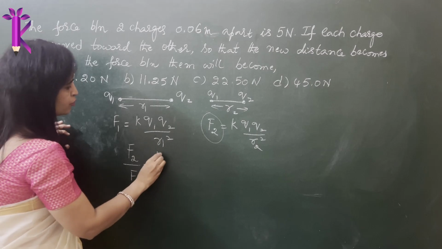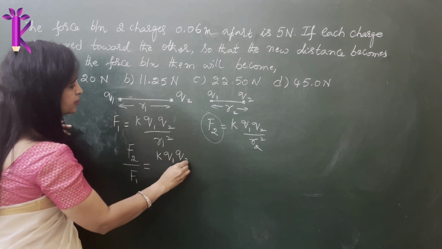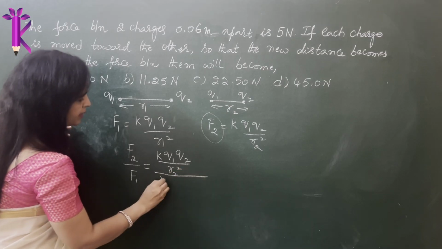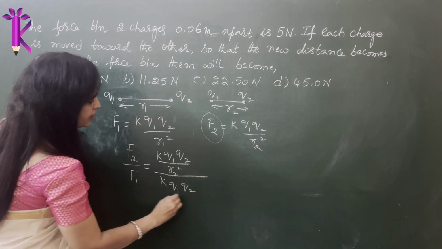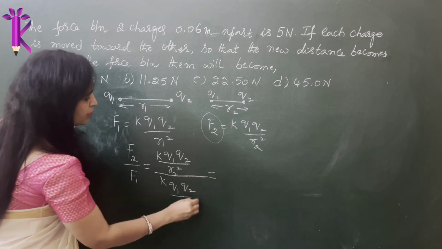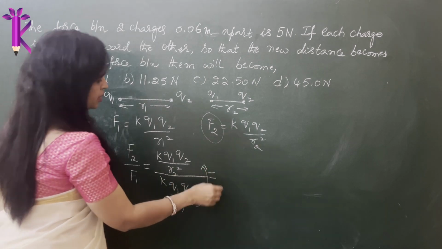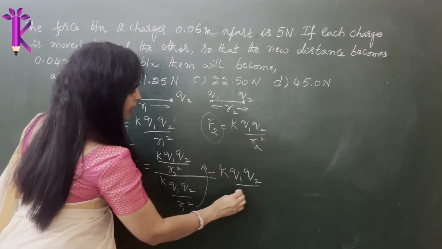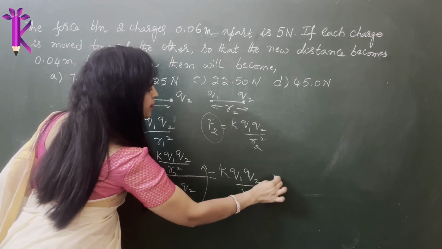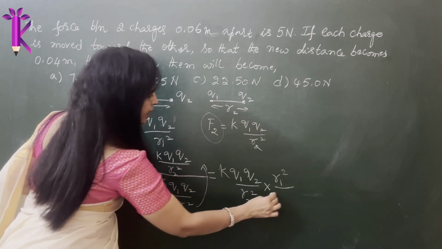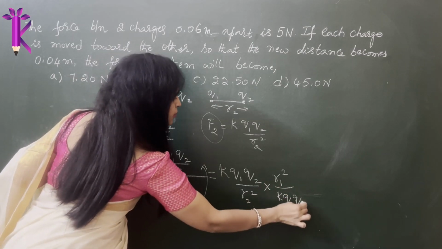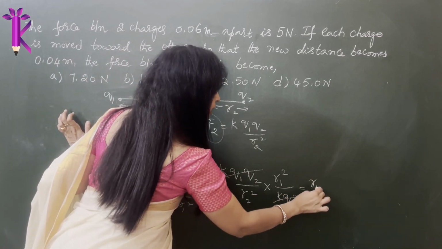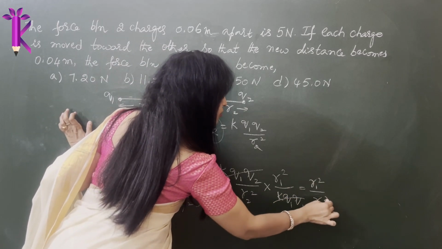So what is the formula for new force? It is K into Q1 Q2 whole divided by R2 square. Now this whole divided by K Q1 Q2 whole divided by R1 whole square. Now this becomes reverse if you cross multiply: K into Q1 Q2 divided by R2 square multiplied by R1 square whole divided by K Q1 Q2. So K Q1 Q2, K Q1 Q2 gets cancelled. What you remain with is R1 whole square divided by R2 the whole square.